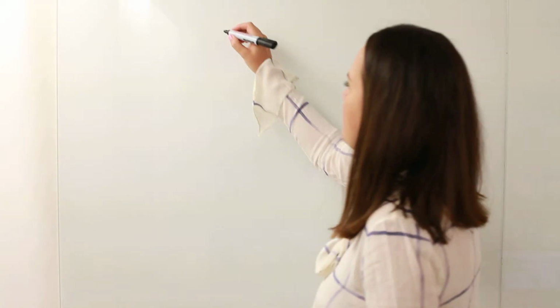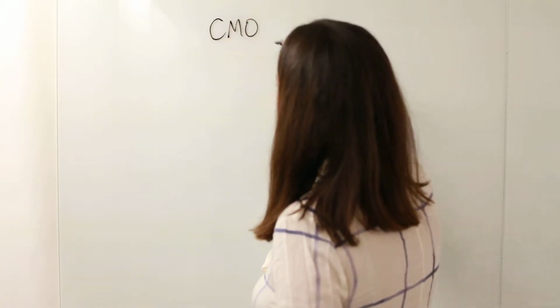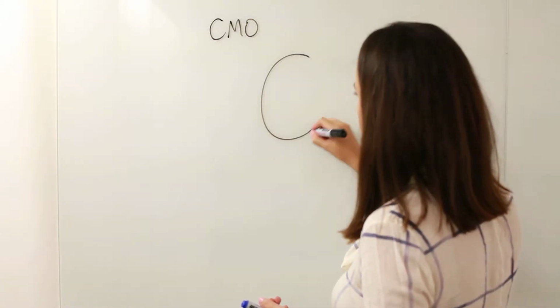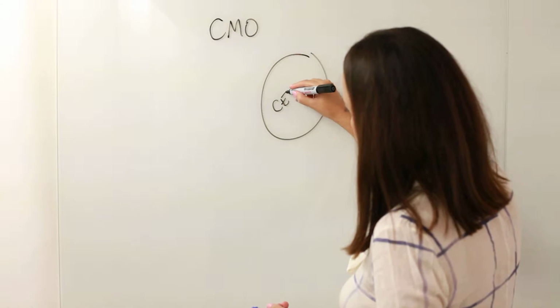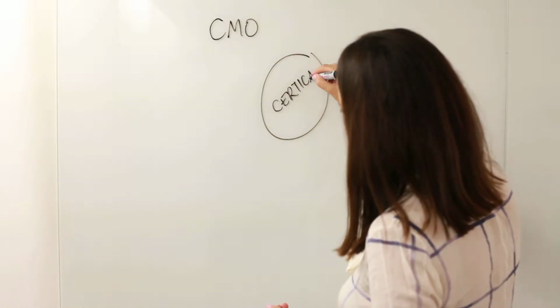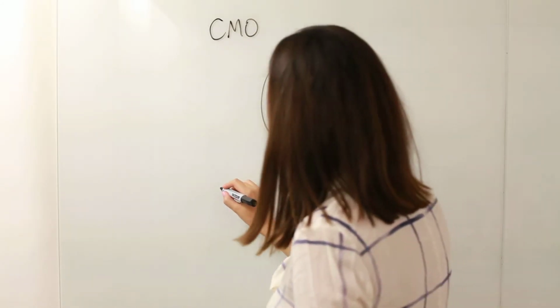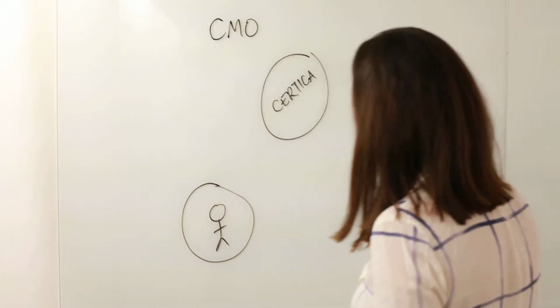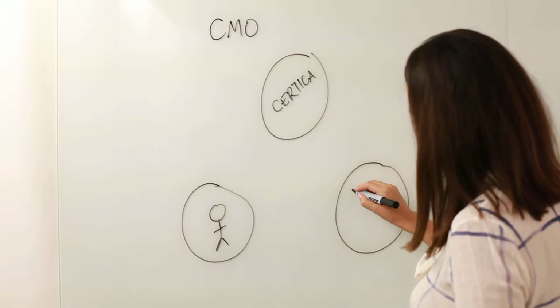So this is a diagram to explain the CMO model of contracting. CMO stands for Contractor Management Outsourcing. It's a tripartite arrangement where we have Certica, and tripartite just means three parties. We have the individual or independent contractors, and we have a host client.